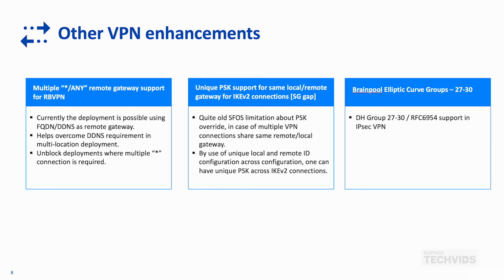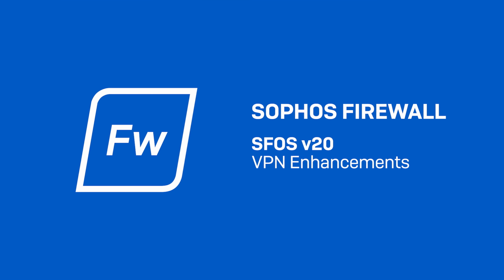Lastly is DH Group 27 to 30 support, which is a compliance and interop requirement in some regions. And that covers our overview of the exciting new VPN enhancements in Sophos Firewall v20.